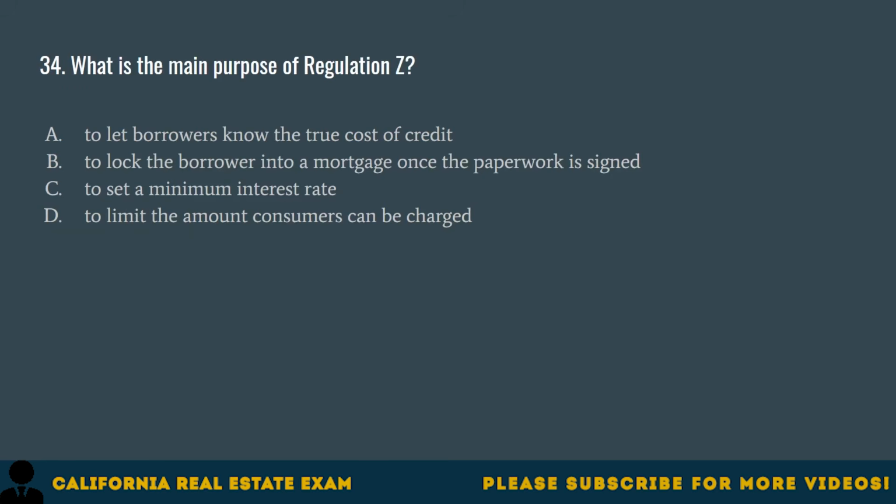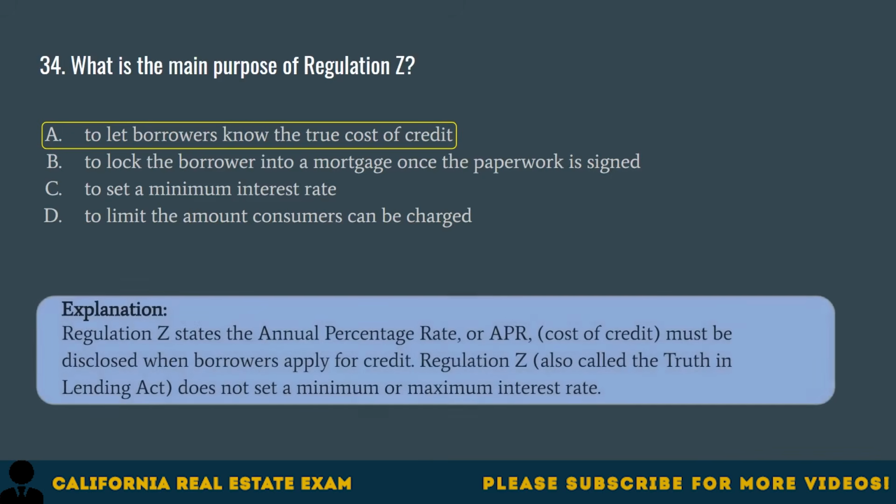Question 34. What is the main purpose of Regulation Z? A. To let borrowers know the true cost of credit. B. To lock the borrower into a mortgage once the paperwork is signed. C. To set a minimum interest rate. D. To limit the amount consumers can be charged. The correct answer is A. To let borrowers know the true cost of credit. Regulation Z states the annual percentage rate, or APR, cost of credit, must be disclosed when borrowers apply for credit. Regulation Z, also called the Truth in Lending Act, does not set a minimum or maximum interest rate.